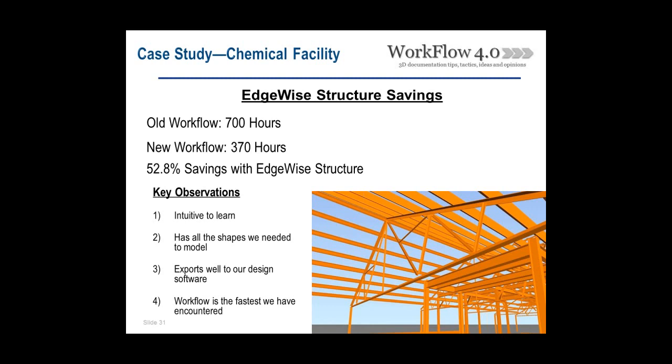We estimated our old workflow would have taken us about 700 hours to do the structure on this. The new workflow, we spent 370 hours, with a savings of 52.8%. Some of the key observations we learned from using Structure was it's very easy to learn how to use. We were very happy with the EdgeWise Plant module, and it was very easy to learn how to use, and the structure was the same. It had all the shapes that we needed to model, and the most important thing for us is it exports well to our design software. And the workflow is the fastest that we've encountered.